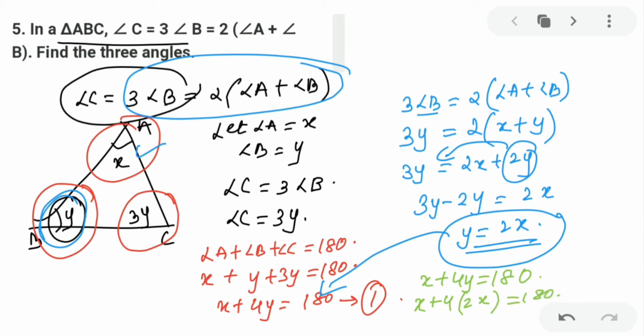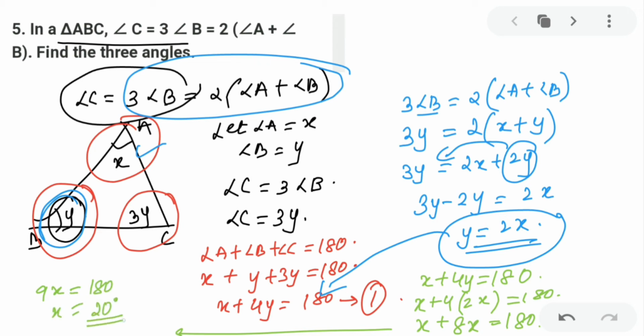So from there, you will get x plus 8x is equal to 180. That will become 9x is equal to 180. And the value of x, you will get as 20. Once you got the value of x, you can put it back into this equation to get the value of y. y is equal to 2x, y is equal to 2 into 20. That will be 40. Correct?